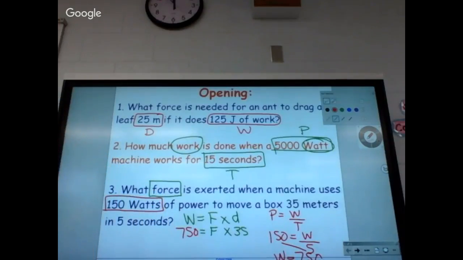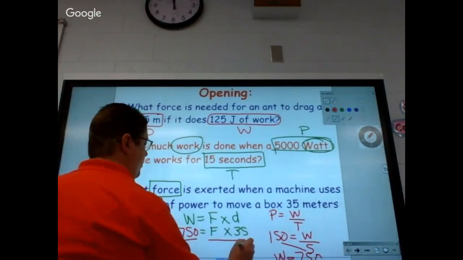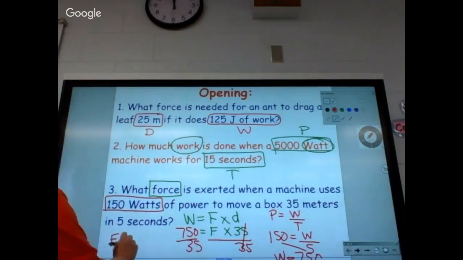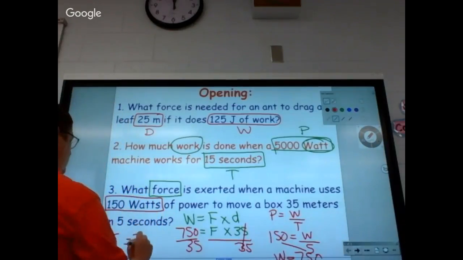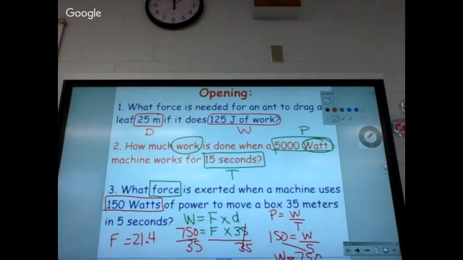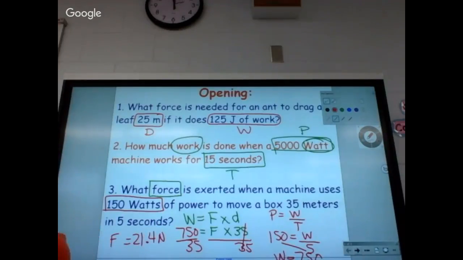So now how do I find my force? 750 divided by 35. Divide by 35 on both sides. Force equals, what do you get? 21.42. 21, I just round to 4. Okay? And then what unit goes on the force? Newtons. Okay? Questions about that? Anybody have a question?